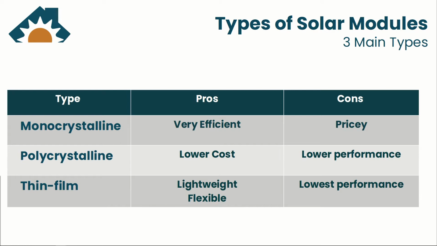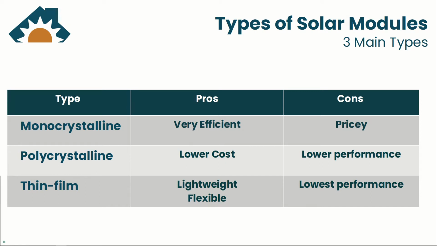Let's review the three different types of solar modules. The first one is monocrystalline. It is the most efficient and it's the priciest. If space is a constraint, you probably need a higher efficiency module in order to maximize harvest for the space available. These tend to have a darker black color if appearance is important.